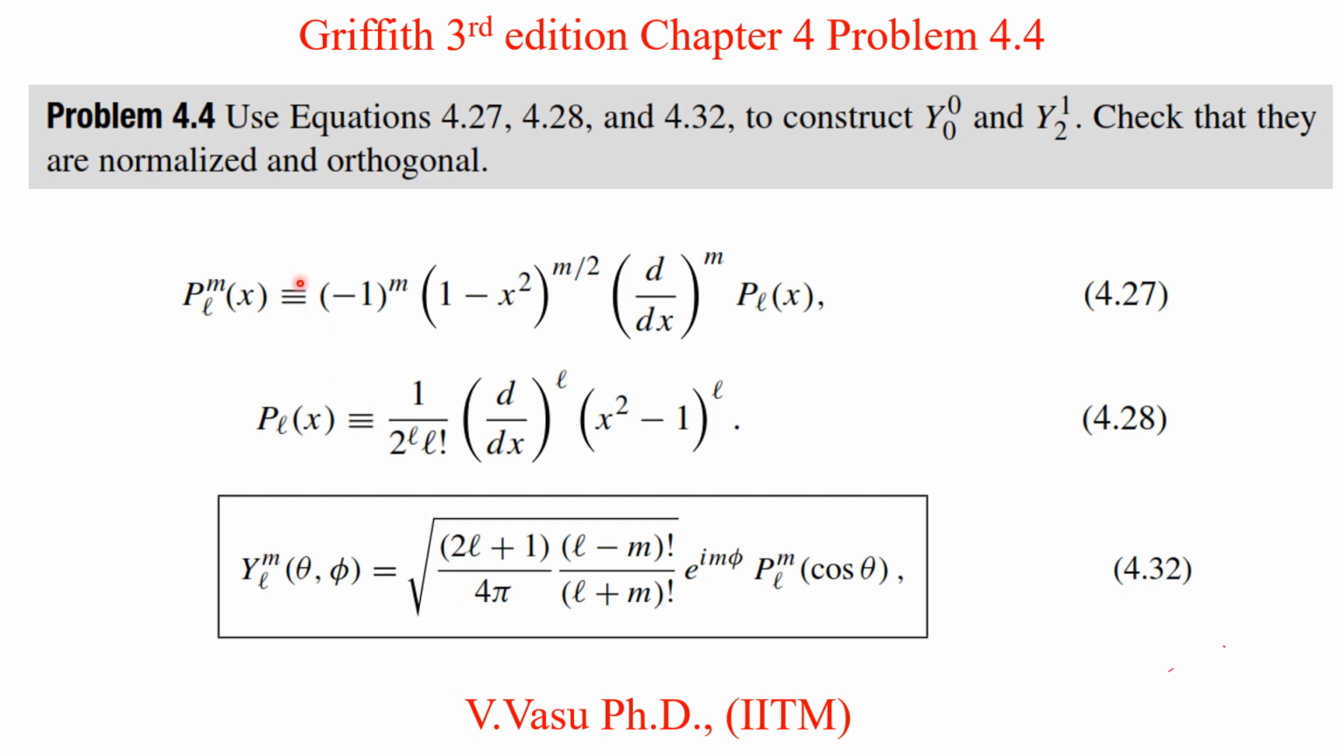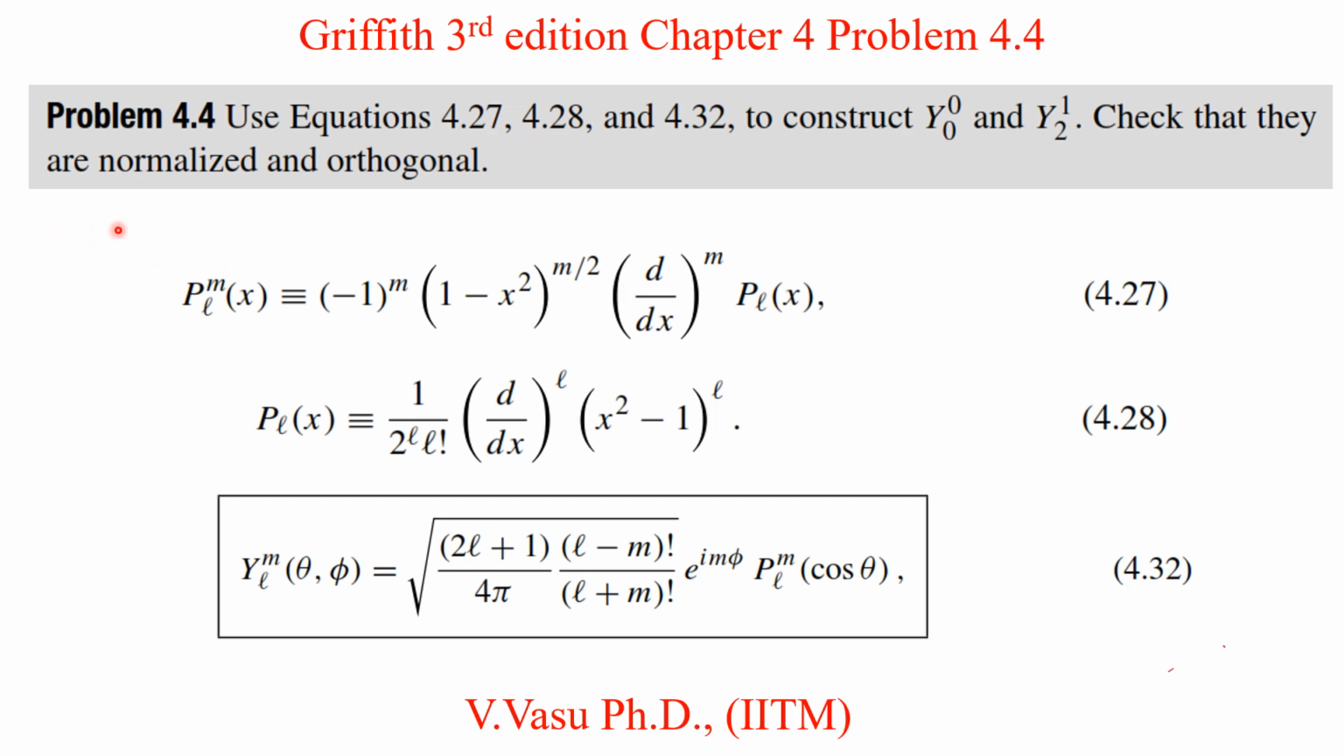In this lecture, we will see the solution to problem 4.4, chapter 4, Griffiths, third edition, Introduction to Quantum Mechanics. The given problem is: use equations 4.27, 4.28 and 4.32 to construct Y00 and Y21. Check that they are normalized and orthogonal.